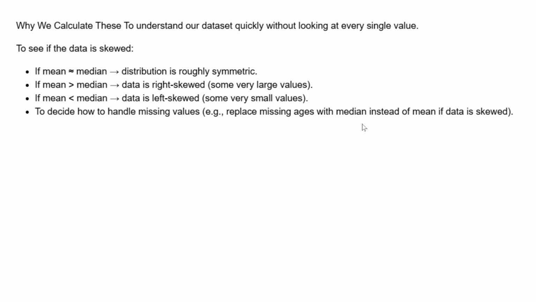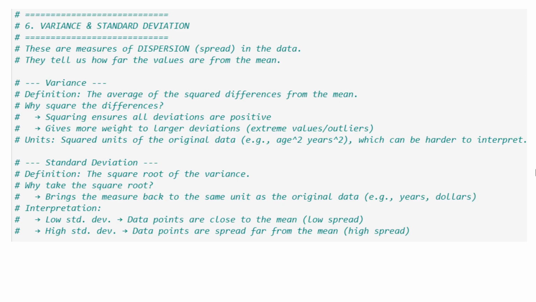If the data is skewed, then whether the missing data should be replaced with the mean value or the median value, that I can decide. So if the data is right skewed, then I can use the mean value to replace, right? If the data is left skewed, then I can use the median value to replace null values. So these are the decisions we can take.